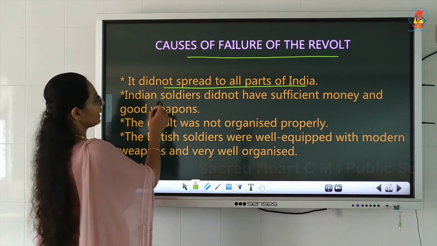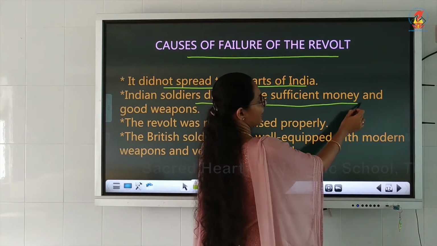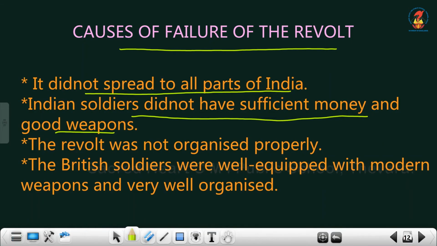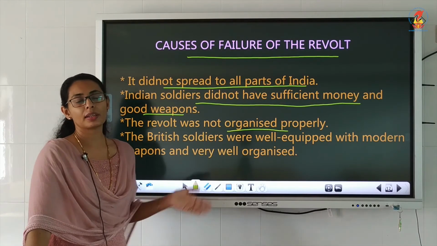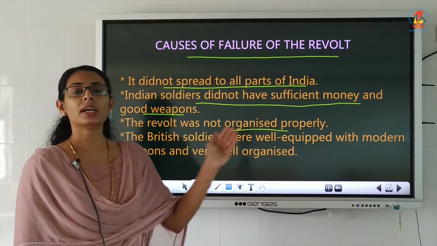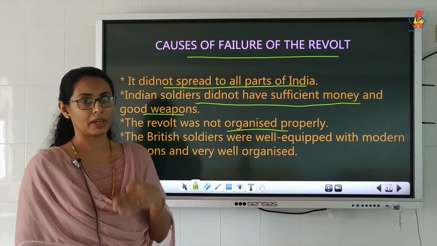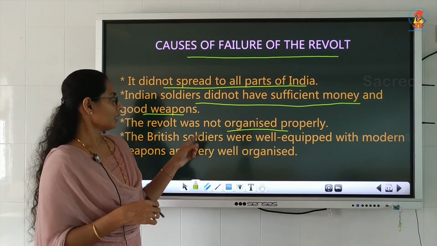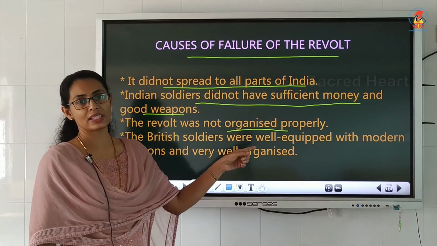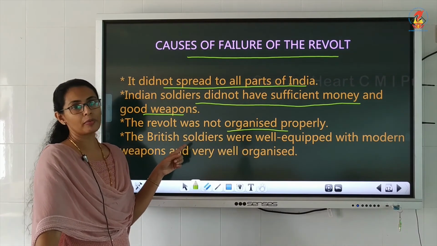Next, the Indian soldiers did not have sufficient money and also they did not have good weapons. And the revolt was not organized. Bahadur Shah Zafar is the leader, and the Sipahis are saying he is the leader, but Bahadur Shah was not ready to be that much of a good leader. So there was no particular organization. It was not organized.